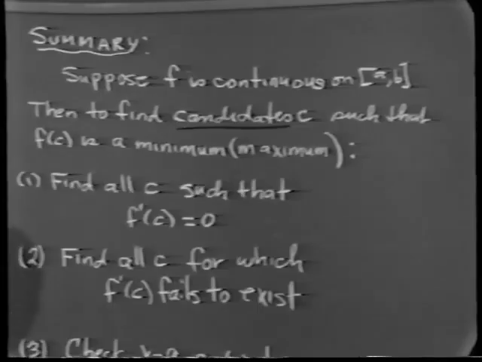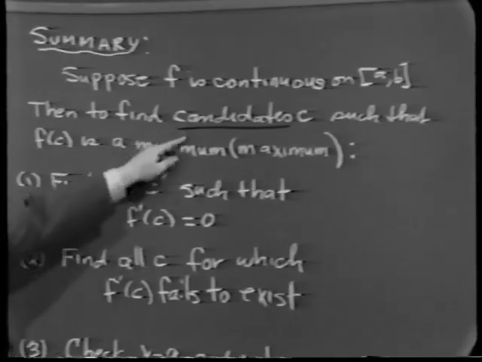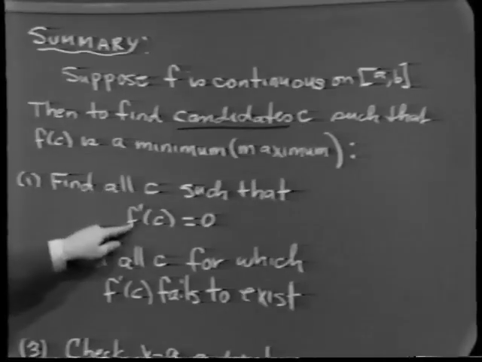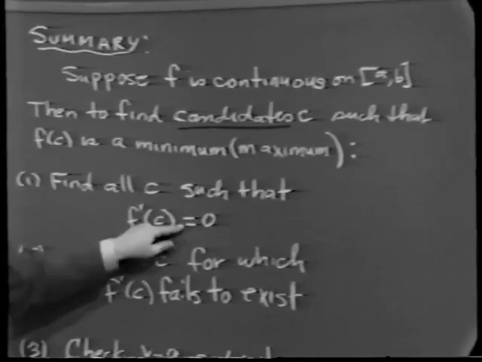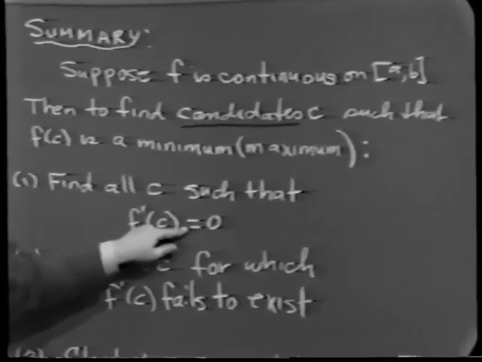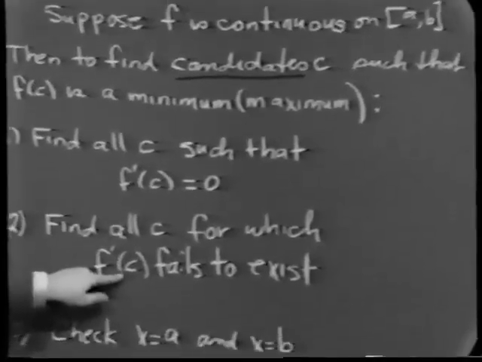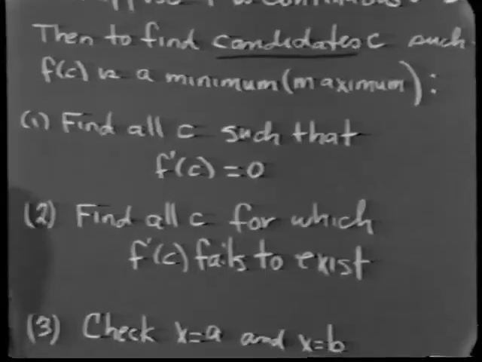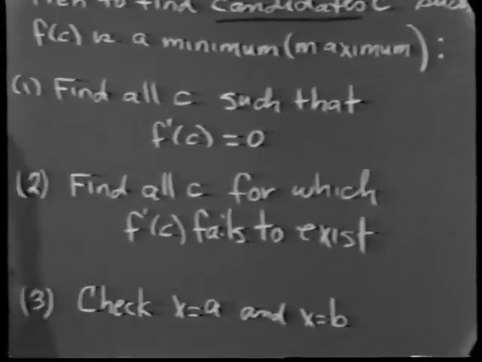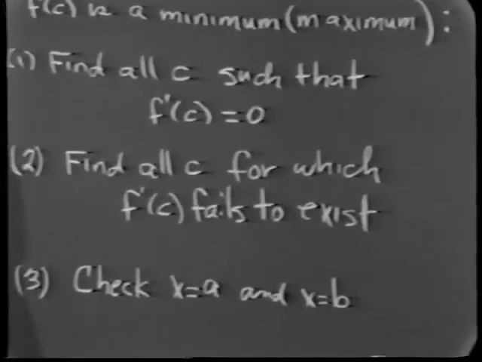Namely, when we're looking for high-low points, the candidates are what? Those points for which the derivative is 0. We can check those out because those are possibilities. Those points for which the derivative fails to exist, we can check those out because they're possibilities. And the endpoints. Namely, if the function is continuous, we check the endpoints.